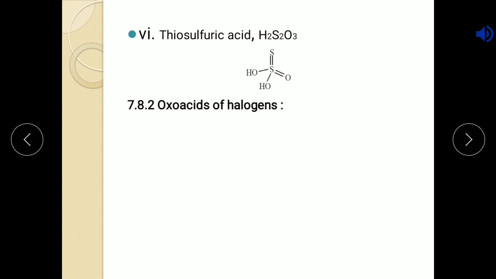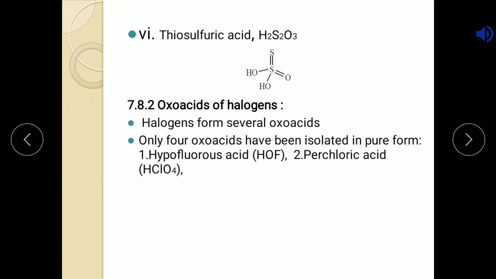Now, we will consider the oxoacids of halogens, all the halogens. Halogens also form several oxoacids, but only four oxoacids have been isolated in pure form. Which are those? Those are hypofluorous acid, HOF, perchloric acid, that is HClO4, iodic acid, that is HIO3, and the last one is metaperiodic acid, we can say H5IO6.